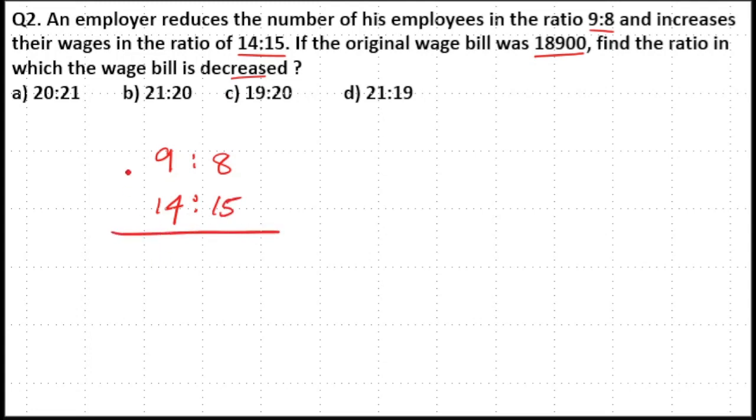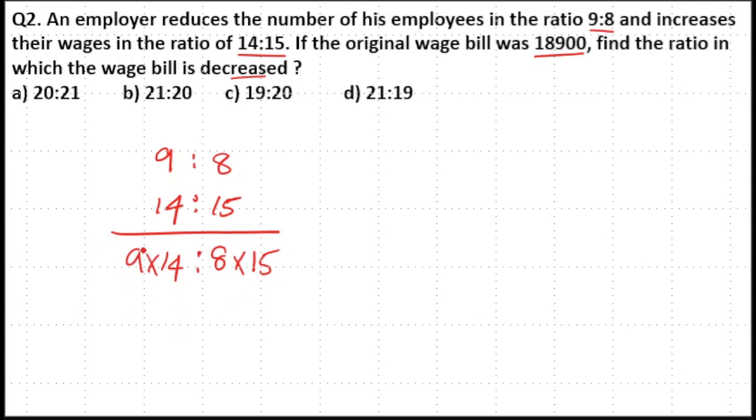That means initially the wage bill is 9 into 14, because initially there were 9 units of employees, and salary for each employee was 14 units. So total wage bill will be 9 into 14. Same way, finally the total wage bill will be 8 into 15, because the number of employees is 8 units and salary for each employee is 15 units per person. So 9 into 14 is to 8 into 15 will be your ratio.